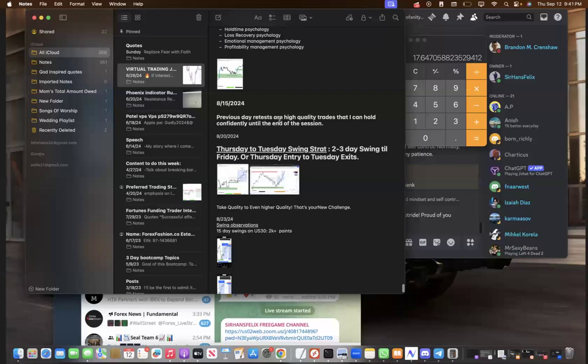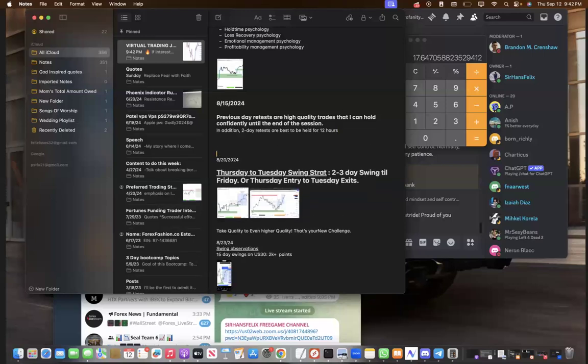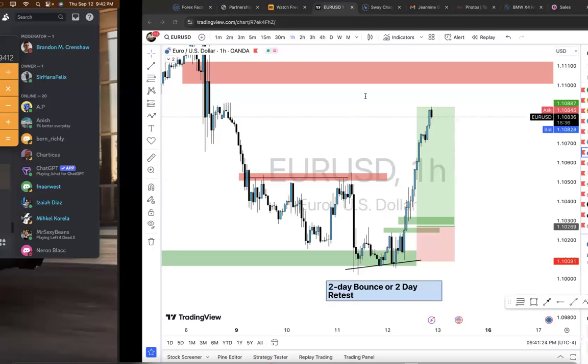See, previous day retests are high quality trades that I can hold confidently until the end of the session. I can even add, in addition, 2-day retests are best to be held for 12 hours. And then, so I do this.